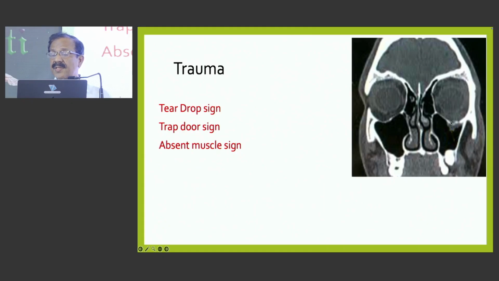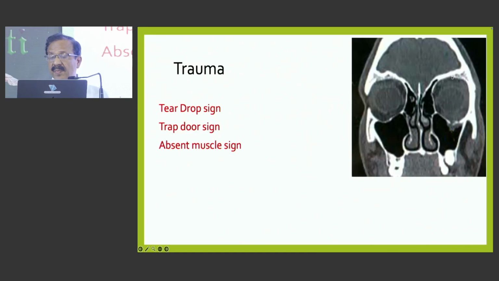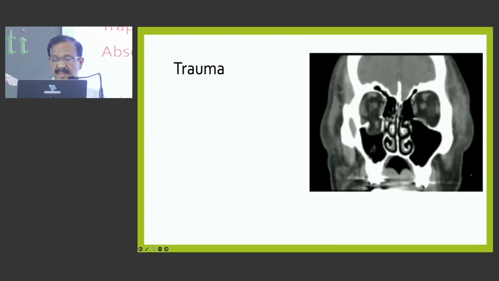Teardrop sign is an opacity seen in the shape of a teardrop hanging down from the orbital floor. This is orbital fat, herniated orbital fat. Absent muscle sign: in a severe injury, the muscle can be lacerated or entrapped in the fracture, so that it is not seen in the anatomical position in standard views.